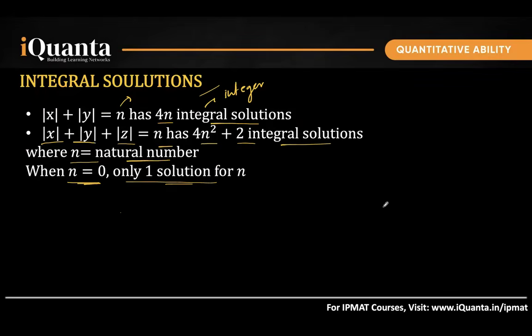Okay, when two modulus equations are added equal to n, it has four n integral solutions. While when three modulus are added equal to n, it will have 4n square plus 2 integral solutions, and n is the number on the right hand side. N should be a natural number. Okay, this is for natural numbers only. Integral means integer solutions. Obviously you cannot have fractional values here. For n equal to 0, there is only one solution.